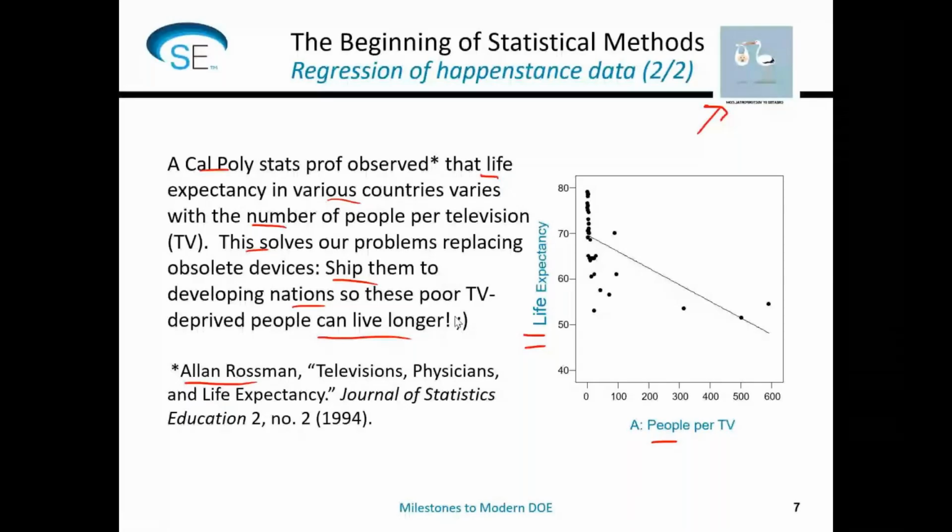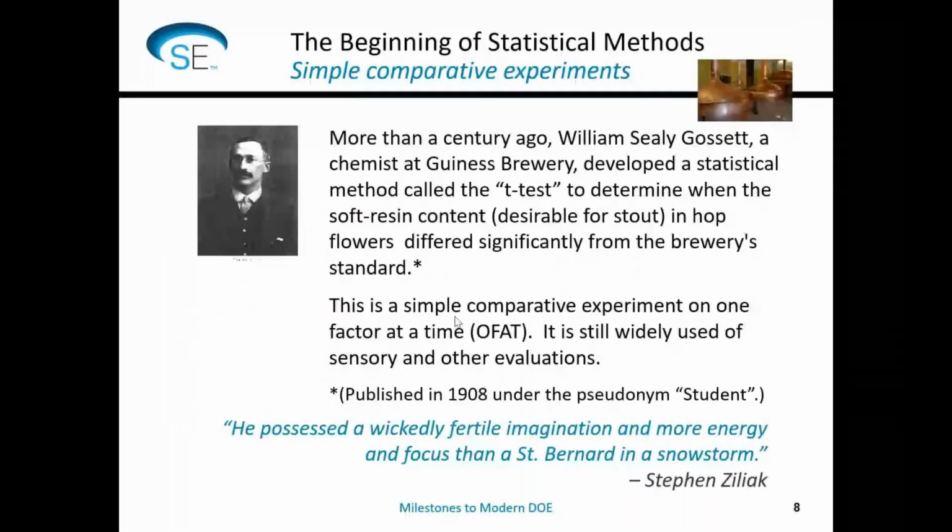Now we move ahead to the next phase where we're doing actually proactive work in experimentation. And here's where William Sealy Gossett comes in, or W.S. Gossett, who was a chemist at Guinness Brewery. And he developed this method called a t-test. I'm not quite sure what the letter T stands for. If anybody knows that, feel free to throw in a comment or send me an email. There's probably some reason for it.